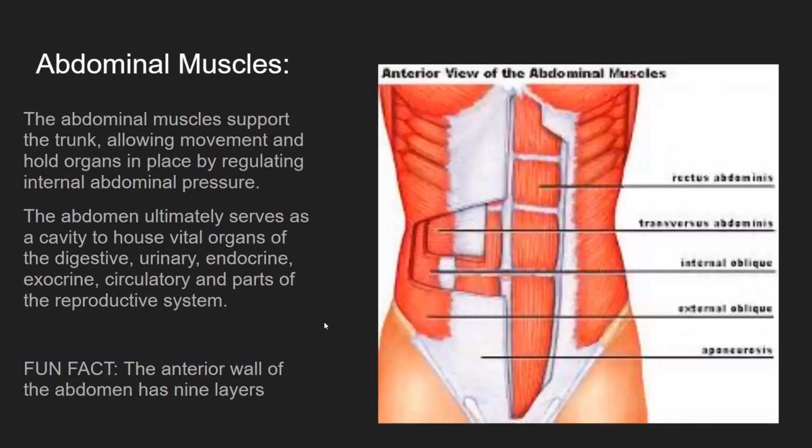Now we have the abdominal muscles, and that includes the rectus abdominis, the transverse abdominis, the internal oblique, the external oblique, and an aponeurosis. The abdominal muscles support the trunk, allowing movement, and hold organs in place by regulating internal abdominal pressure. The abdomen ultimately serves as a cavity to house vital organs of the digestive, urinary, endocrine, exocrine, circulatory, and parts of the reproductive system. And a fun fact is the interior wall of the abdomen has 9 layers.